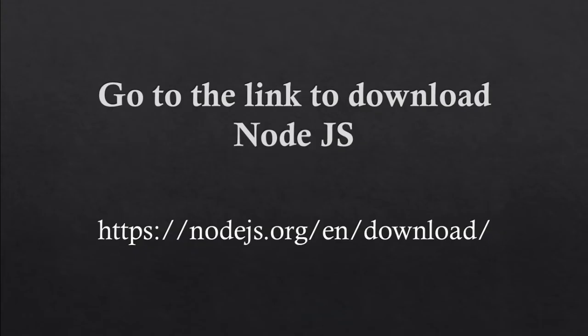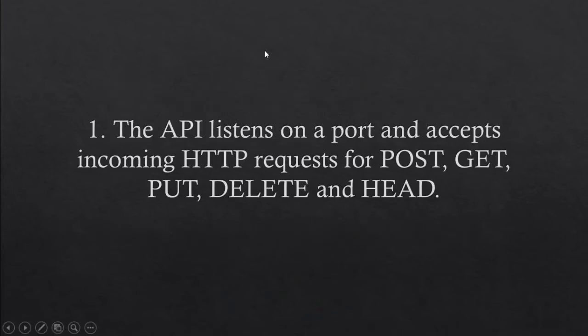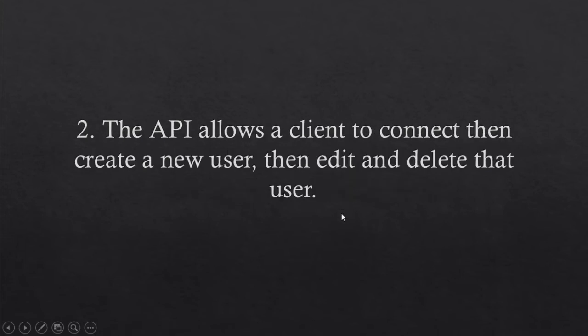Okay, before I finish this video, I'm going to quickly go over the steps that we're going to take to make this API. Firstly, we're going to be building an API that listens on a port and accepts incoming HTTP requests for post, get, put, delete, and head. And then the API allows the client to connect, then create a new user, then edit and delete that user.